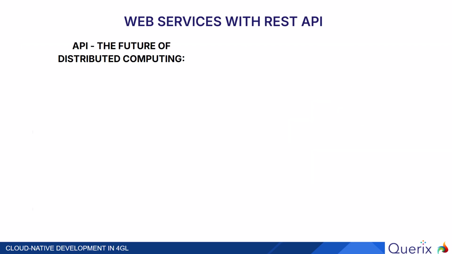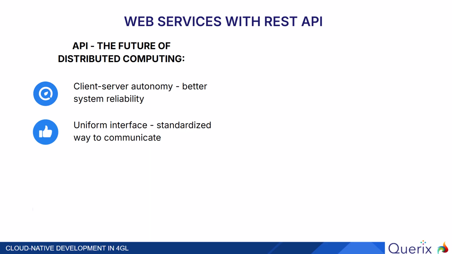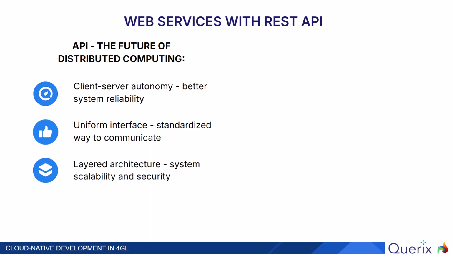API is the future of distributed computing. It provides better system reliability due to the client-server autonomy, a uniform interface as a standardized way to communicate, a layered architecture for system scalability and security, and stateless interactions for performance and reliability.